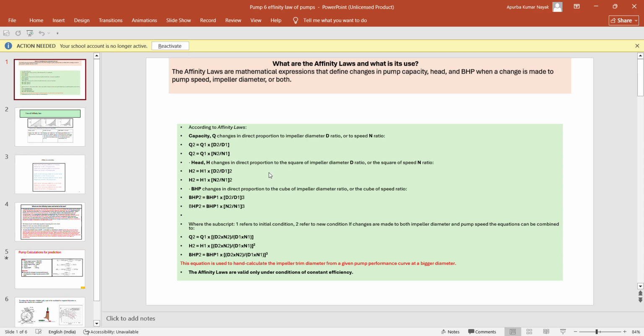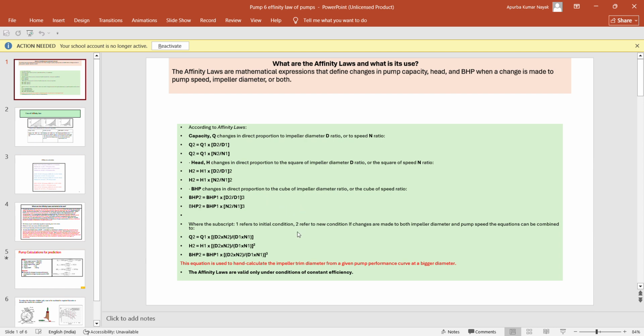discharge head, the differential head. The final head will be the initial head into the change in diameter to the power square, or the final head is equal to the initial head into the change in RPM, N2 by N1 square. It is not directly proportional, but proportional to the square of diameter or square of RPM. Similarly, power requirement will be the cube of diameter change or cube of RPM change.